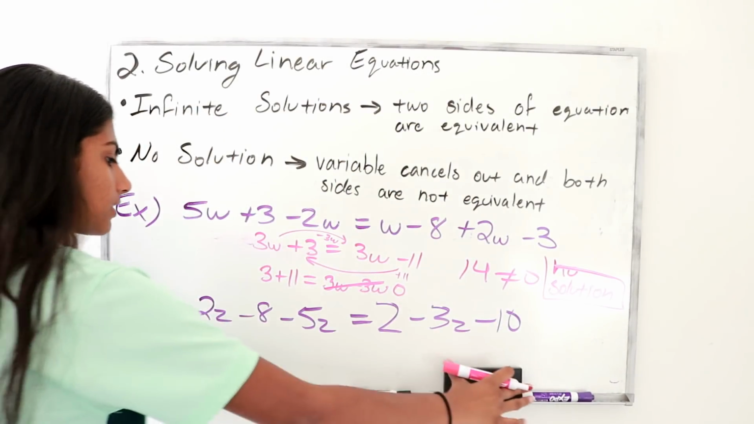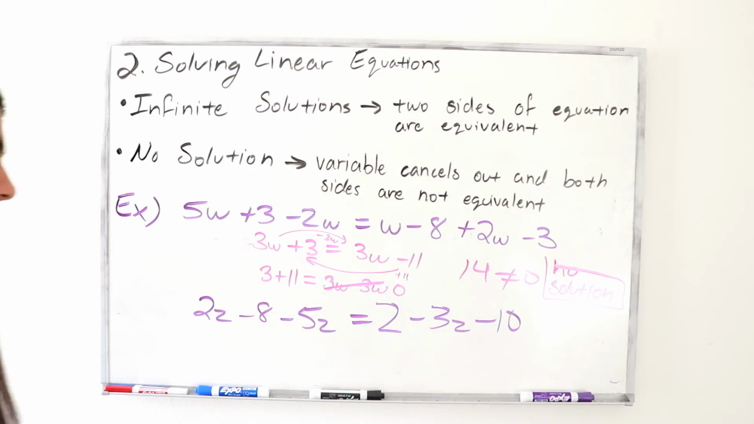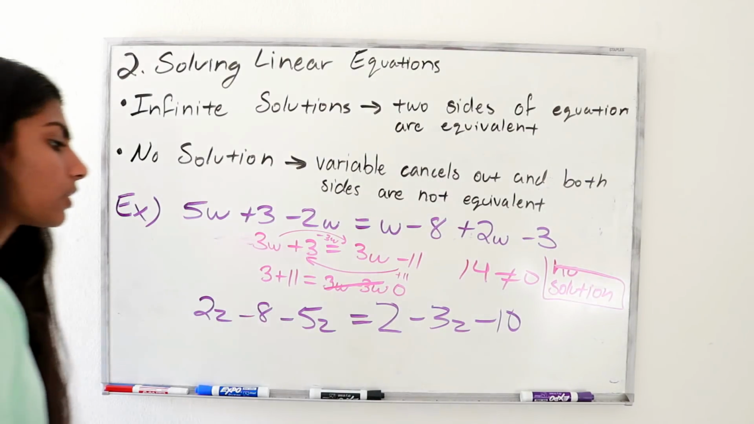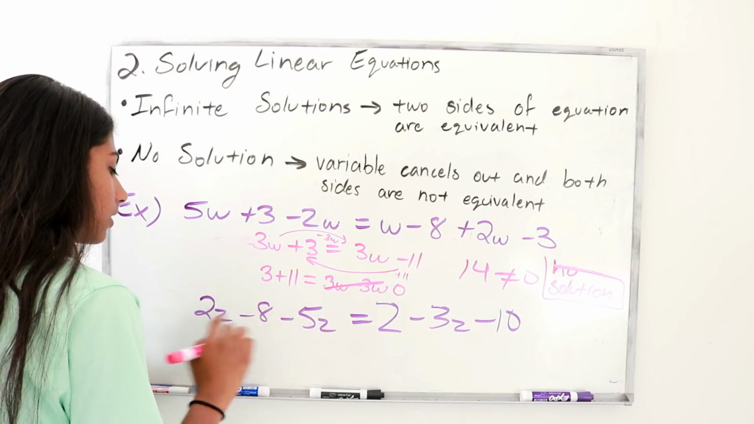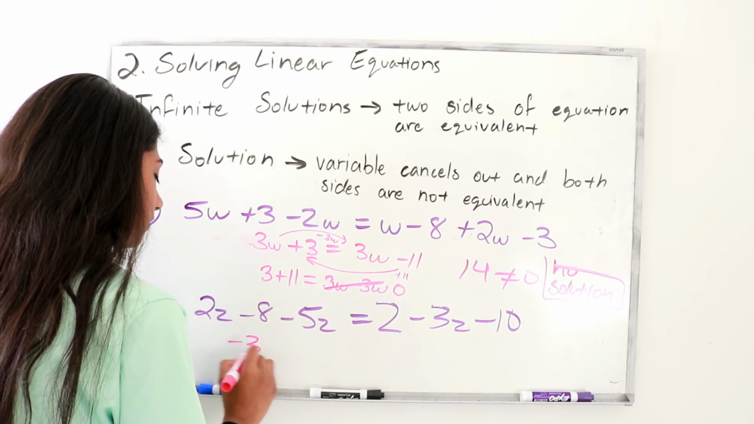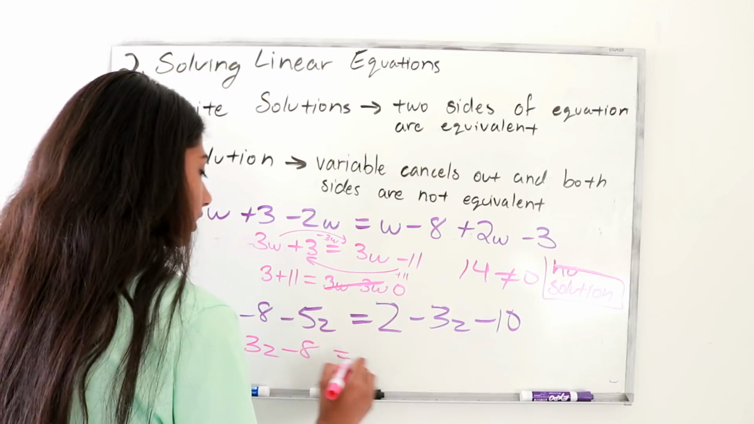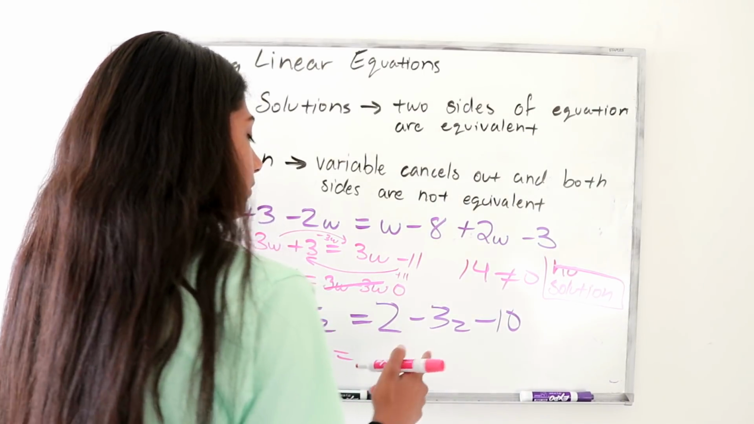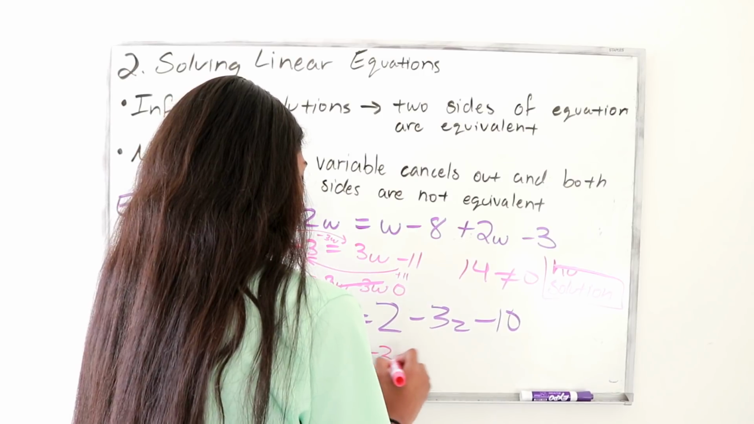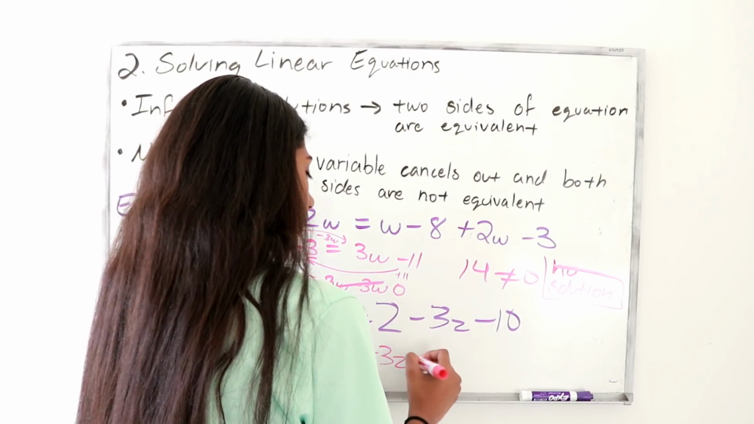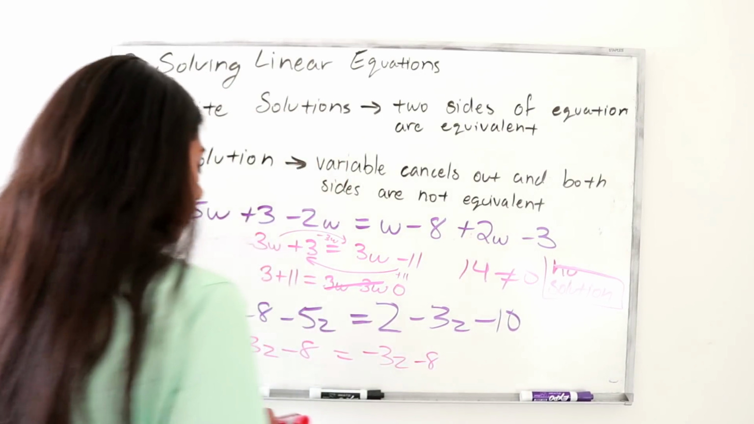So let's look at this next example. 2z minus 8 minus 5z equals 2 minus 3z minus 10. So, combine like terms. 2z minus 5z, what is that? Negative 3z minus 8, which equals 2 minus 3z minus 10. We combine like terms. It's just going to be negative 3z. 2 minus 10, that's going to be negative 8.